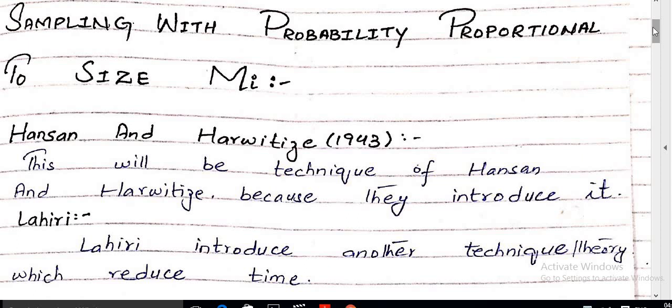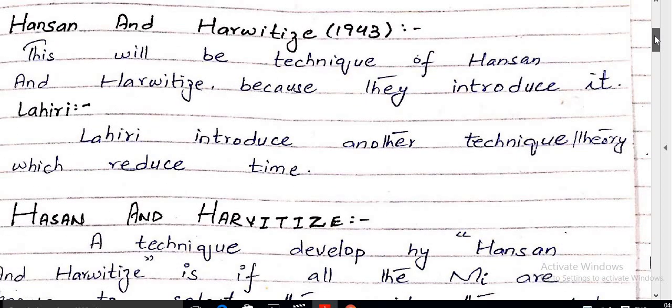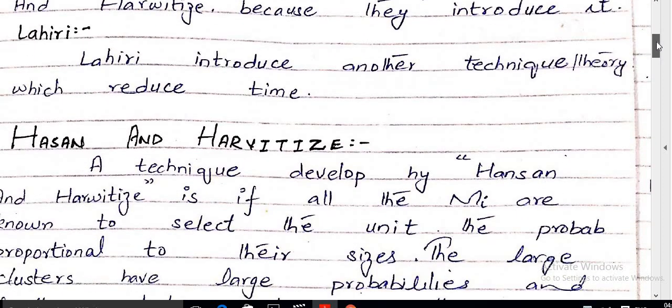Hansen and Hurwitz, 1943. This is the technique of Hansen and Hurwitz, because they introduced it. Lahiri introduced another technique which reduced the time. Let me explain the Hansen-Hurwitz and Lahiri techniques.